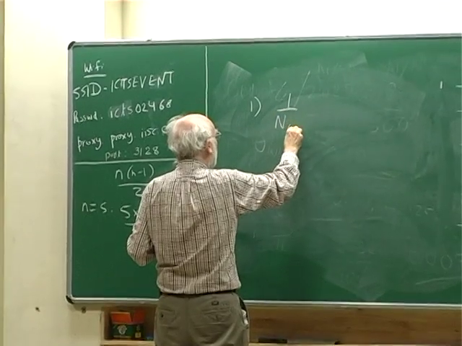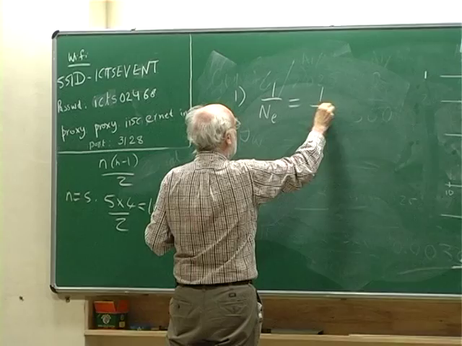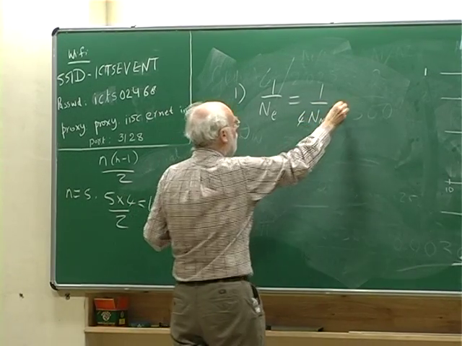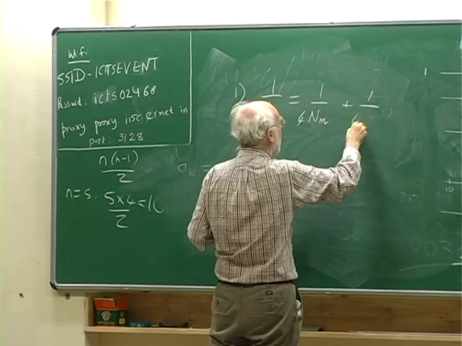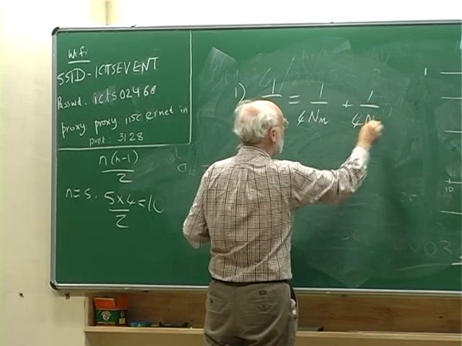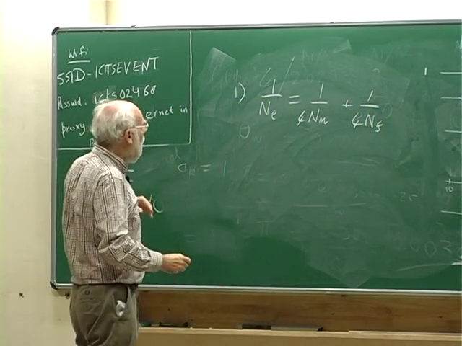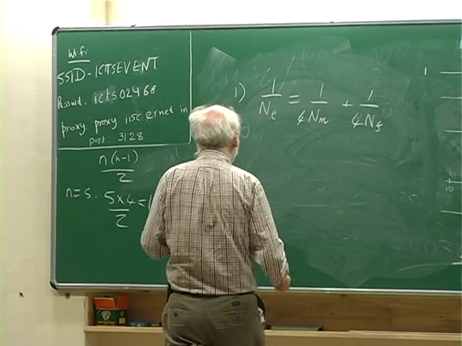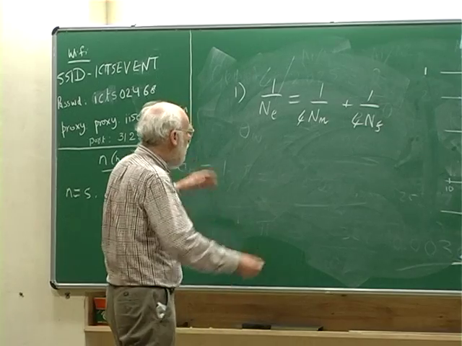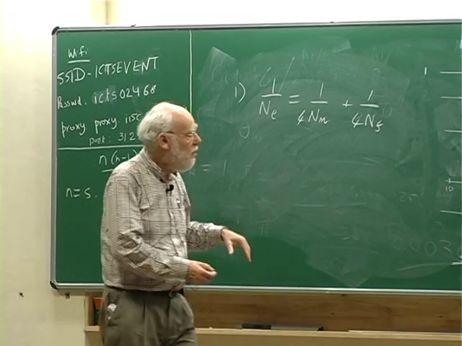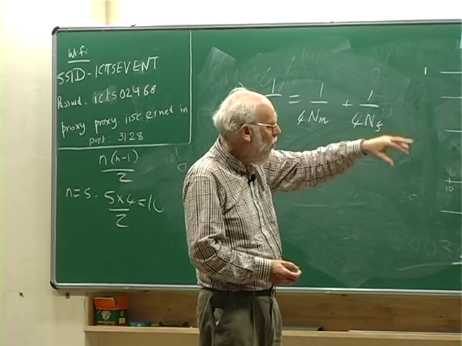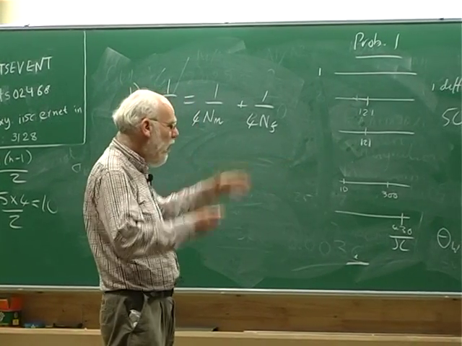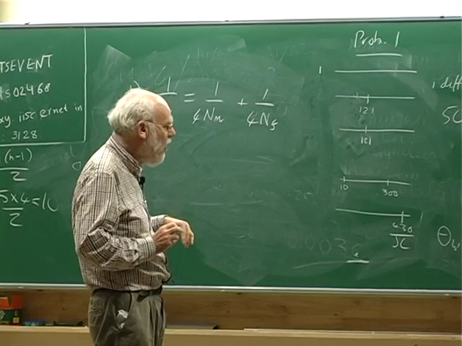The formula 1 over NE equals 1 over 4NM plus 1 over 4NF, to get the effective population size. And so there's two cases I'm giving you: NM equals NF, and where there's a much smaller number of males, but you have the same total population size.